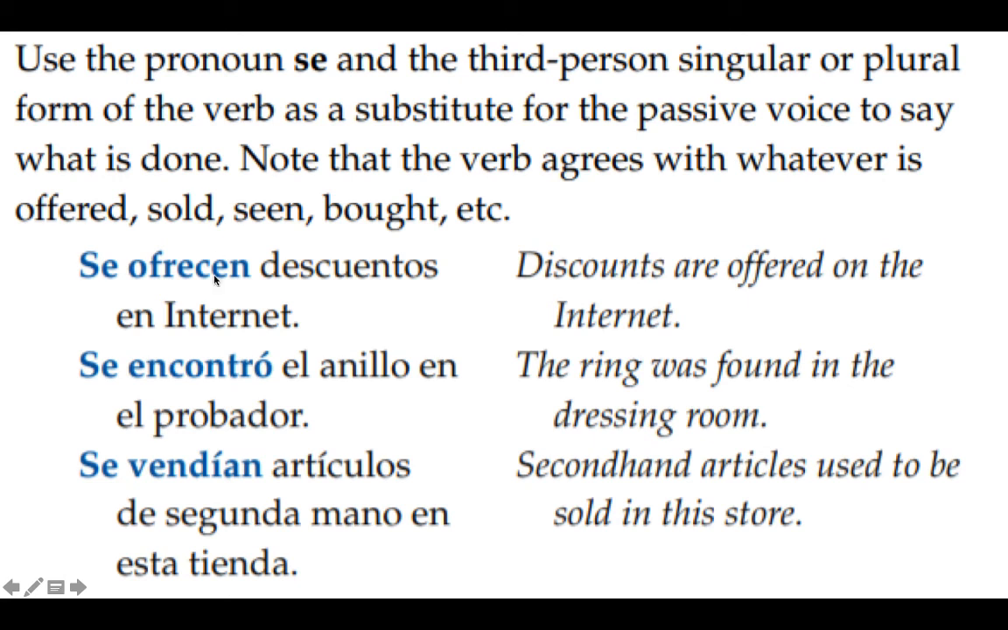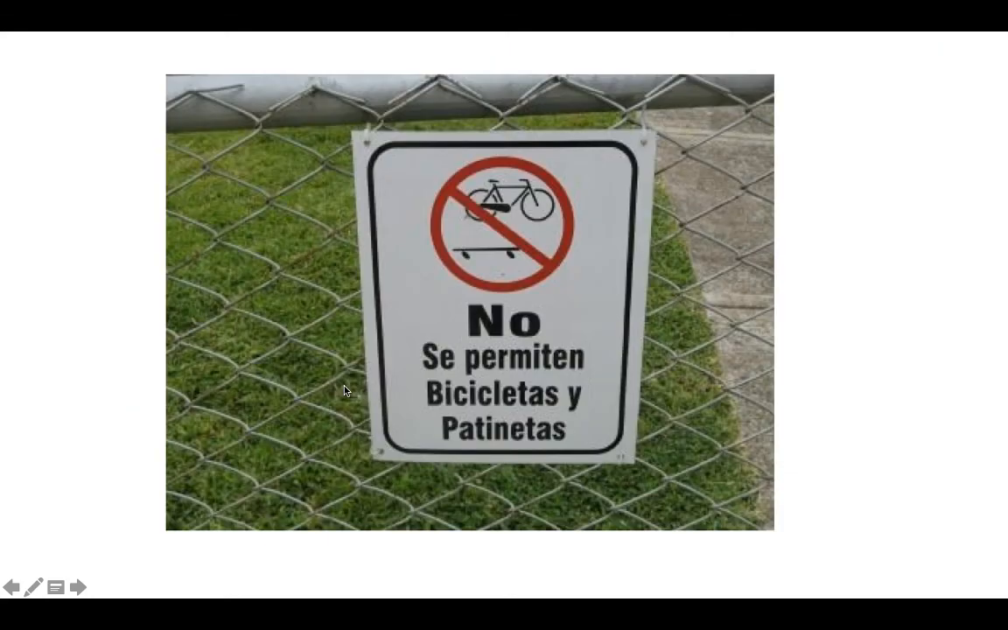Okay, so again, depending on what comes after your impersonal se expression, it may be conjugated either in the third person singular form or in the third person plural form. Here's some more examples for you from the real world. No se permitan bicicletas y patinetas. So one does not allow bicicletas y patinetas, bicycles and skates. Bicycles and skates are plural in this case, so we're saying permiten instead of permite.